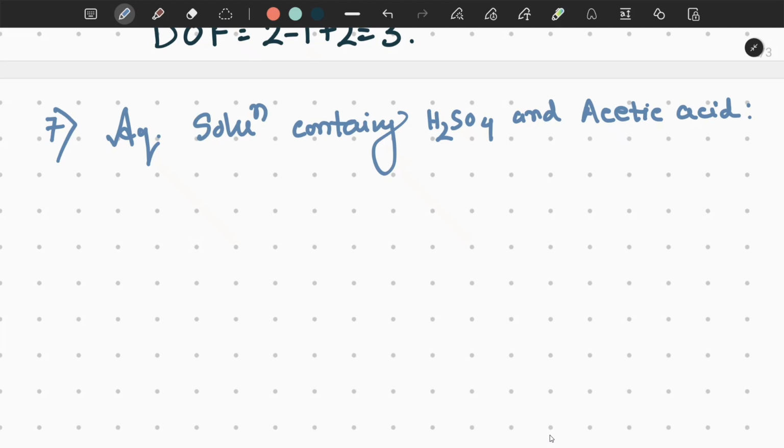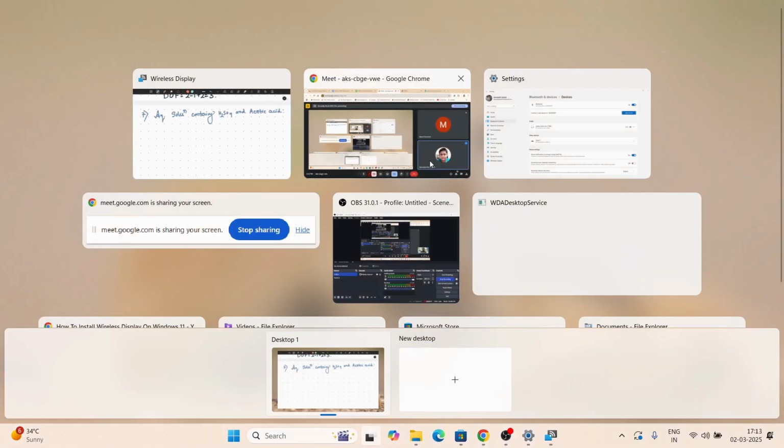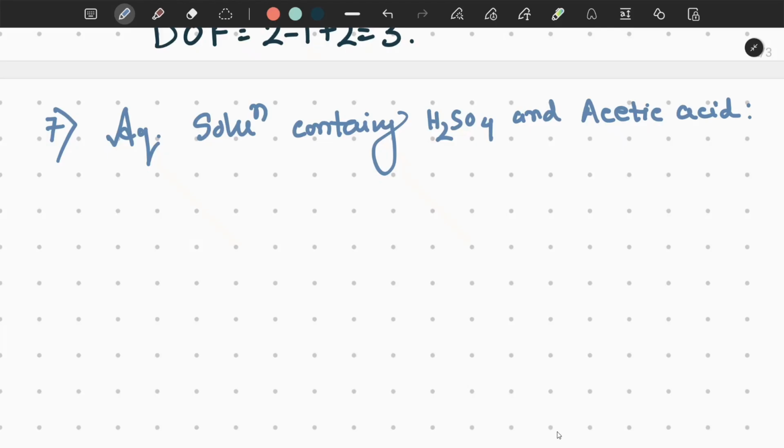What will be the answer? Can you guess it? Phase is 1. Okay, then. Component is 2. Finally, degrees of freedom. Just write 3. Your degrees of freedom is correct, but phase and components are not correct.